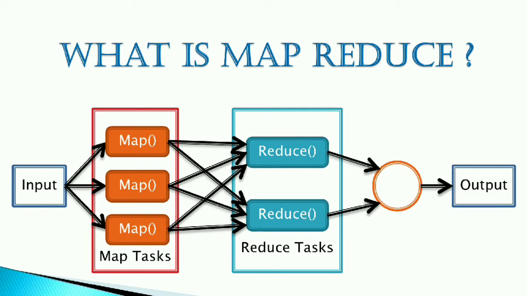In this figure, we have input, then the map task working with map methods, and then the reduce task working with some reduce method, and the final output would be obtained. This is the basic working model of MapReduce.